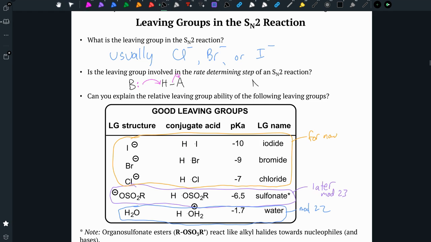In the case of SN2, we have a nucleophile and we have a carbon. But essentially, A is getting kicked off by itself again. And so if A is likely to be a good leaving group to hydrogen, it's also likely to be a good leaving group to carbon. So a low pKa of the conjugate acid makes for a better leaving group.